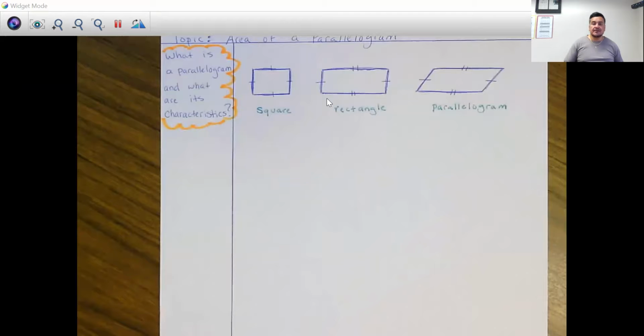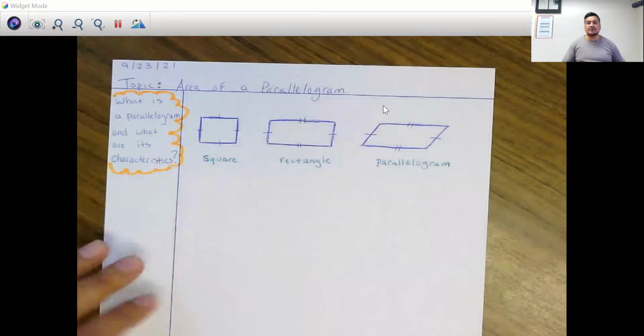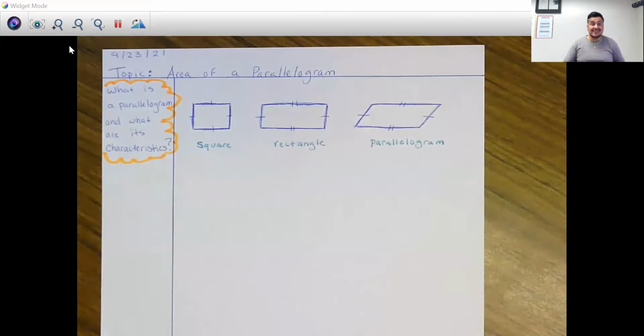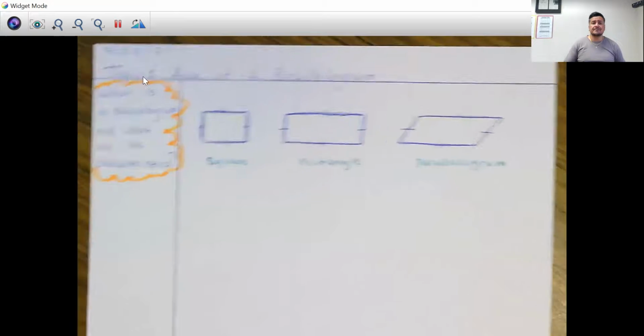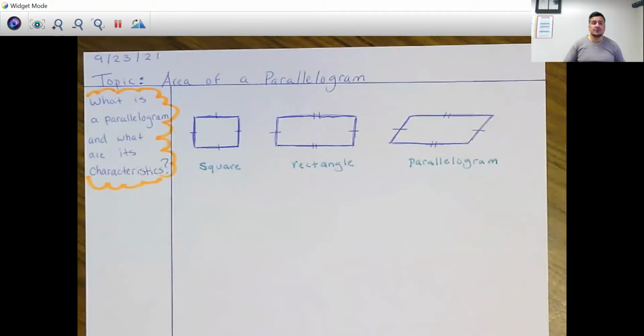Okay, so today we're going to take a little bit of a turn in our normal lessons and talk about area of a parallelogram. And then we're going to connect that to what that has to do with decimals. Okay, so make sure you write down the date. So today is the 23rd, 9/23/21. And our topic for today is going to be area of a parallelogram.